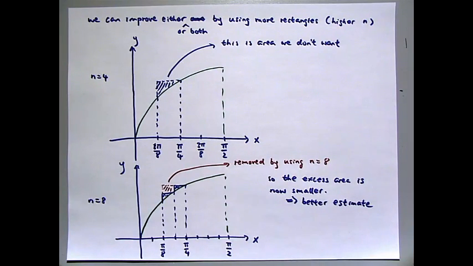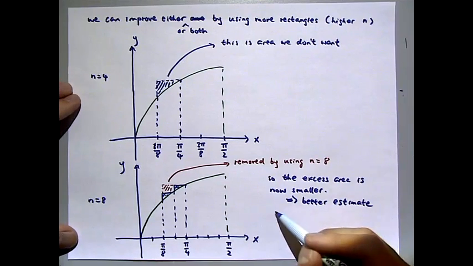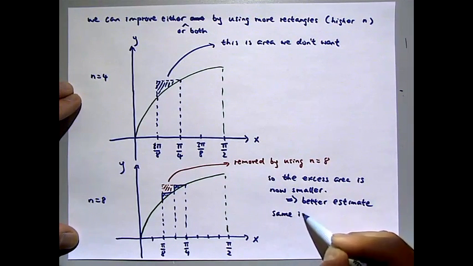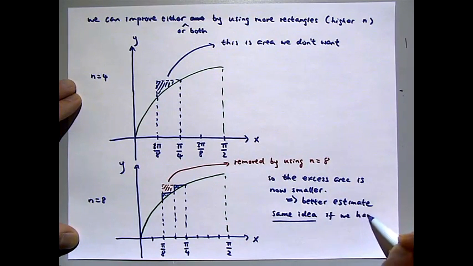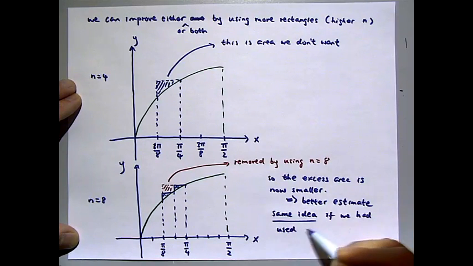However, by doing that, there's a price. We're going to have to sum up 8 rectangles now to get an estimate. So we essentially double the amount of work for a little bit of the payoff. It depends on what the curve is doing. Sometimes the payoff is pretty good, sometimes not so good. It all depends on how this thing is curving around. The idea is the same if we had used left endpoints.